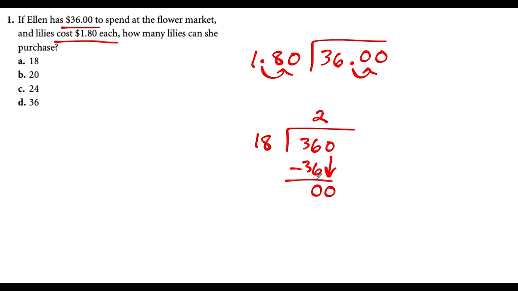And when we bring down that last 0, 18 goes into 0, 0 times. 0 times 18 is 0. So we have no remainder. So that tells us that Ellen can buy 20 lilies. Now, one thing you could do to check your answer, just multiply 20 by 1.8. And it's going to bring you right back to 36.